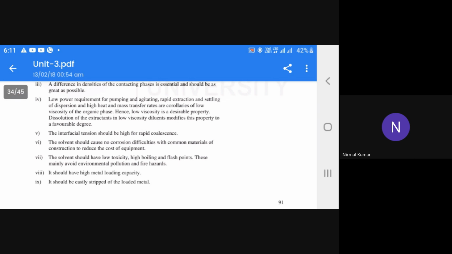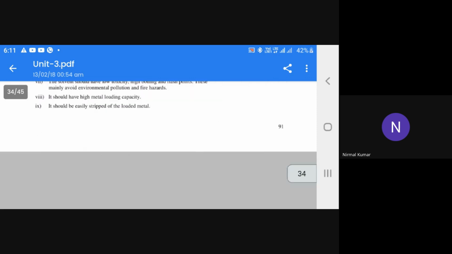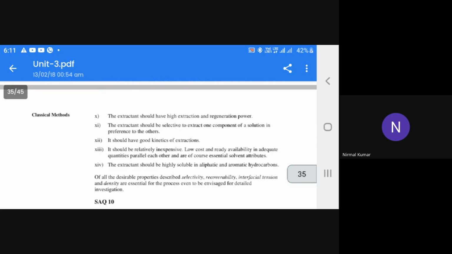of the loaded metal. The extractant should have high extraction and regeneration power. The extractant should be selective, to extract one component of a solution in preference to the other. It should have good kinetics of extraction. It should be relatively inexpensive, low cost, and readily available in adequate quantity. The extractant should be highly soluble in aliphatic and aromatic hydrocarbons.